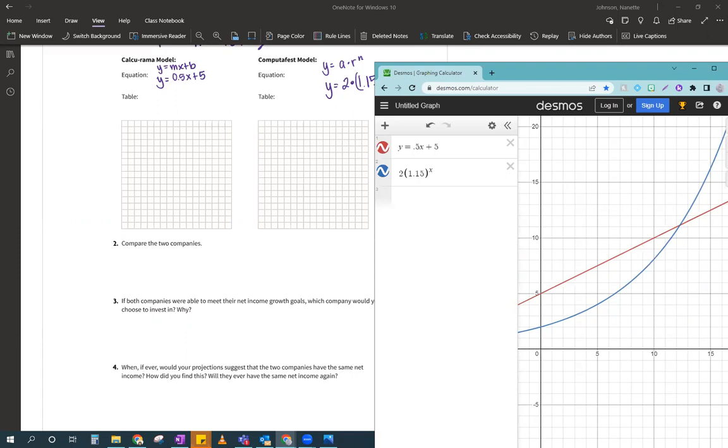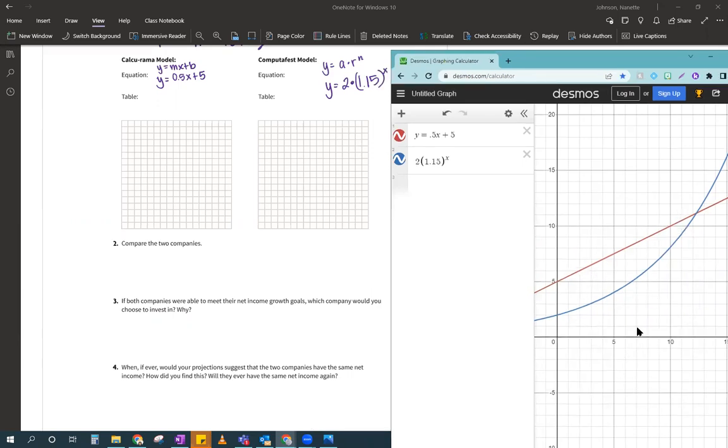Yeah, and this answer actually depends on what your goal is. Does that make sense? So some people say, Computafest, I would always go with Computafest. But if your goal is to save money so you can buy a house in 10 years, would you choose Computafest or would you choose Calcularama?